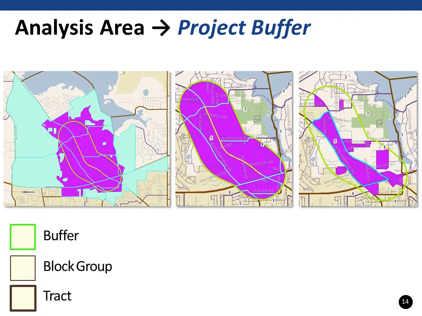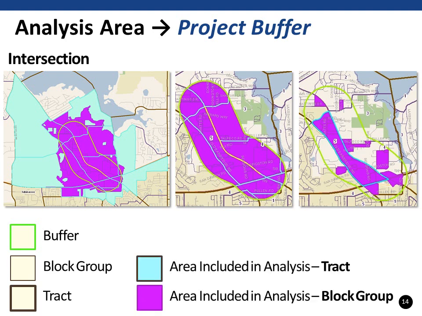Now let's go over some considerations for delineating the analysis area using a project buffer. For a buffer area, the most proximate census geographies will need to be reconciled to the buffer using one of three methods. The first method is the intersection method. Data from the census geographies lying within or intersecting the buffer are included in the analysis. Data from any census geographies extending outside the buffer are also included, so the intersection method has the potential to overestimate the data. I'll point out that this method is used for the project GIS analysis results generated in the environmental screening tool.